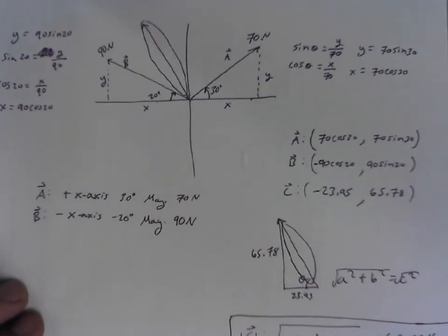The whole point of doing this is to allow us, when we deal with free body diagrams now, to be able to add values together, vectors together, to be able to find where an object's going to go.